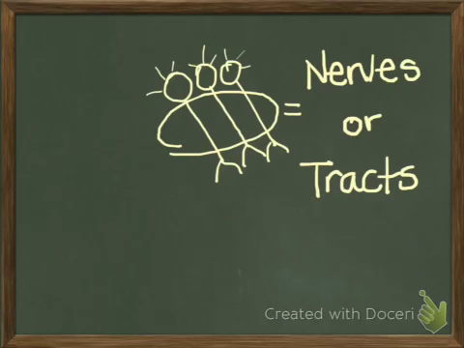So if you have a bunch of neurons, which I've drawn here, we have three neurons, and the axons of those three neurons are now called nerves if they're in the PNS, or tracts if they're in the CNS. Now the next video is going to look at the organization of the PNS.